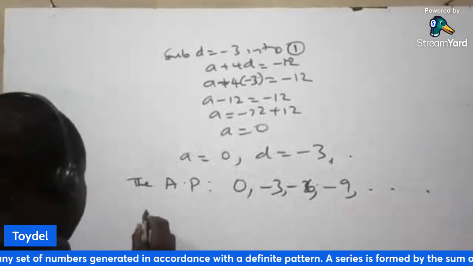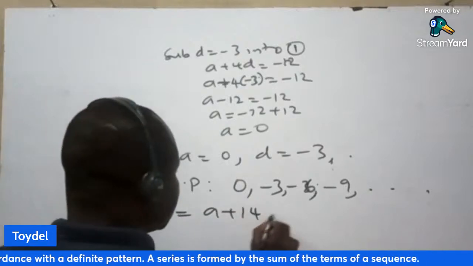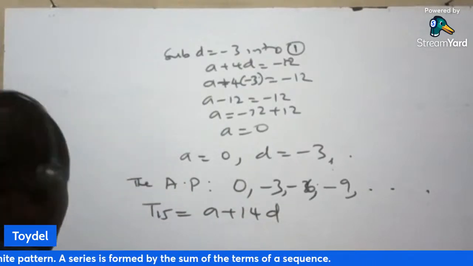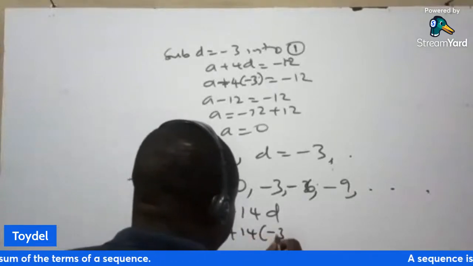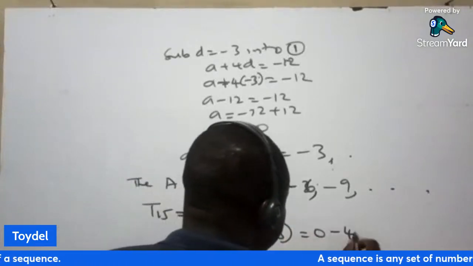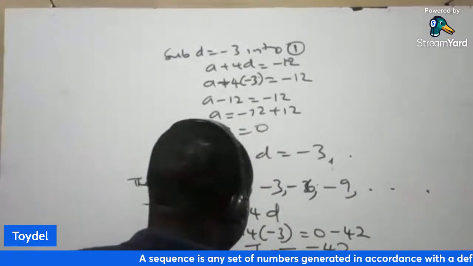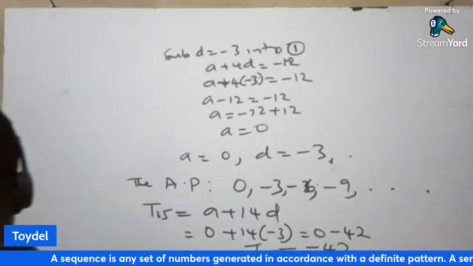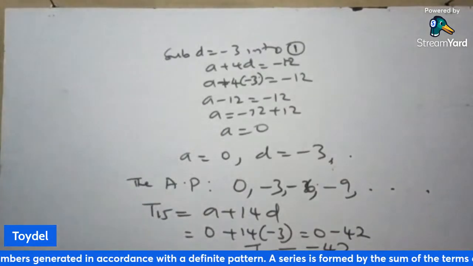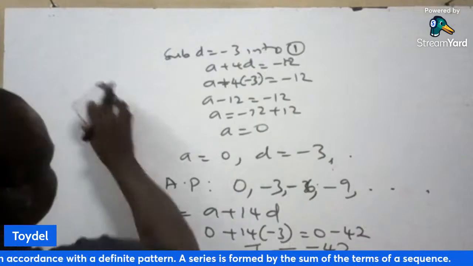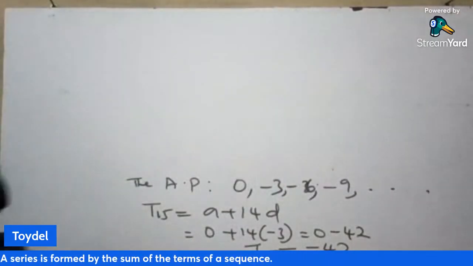So the question now says that we should find the 15th term, T15. T15 will be a plus 14d from the formula to find the nth term of an arithmetic progression. Then here I'm going to get 0 plus 14 into bracket minus 3. That is 0 minus 42. Then T15 will now be minus 42. So the 15th term in this case is given as minus 42. So that is it about the nth term of an arithmetic progression.